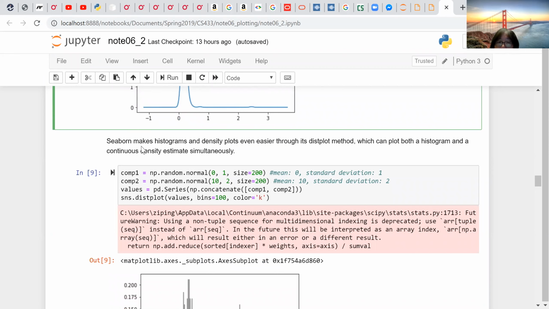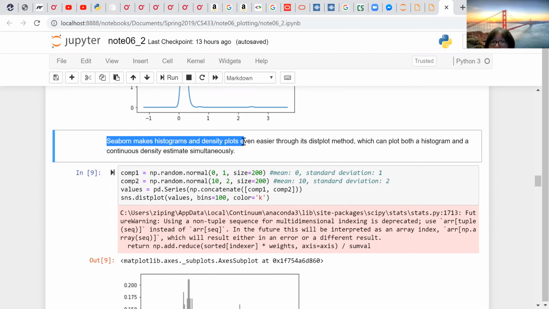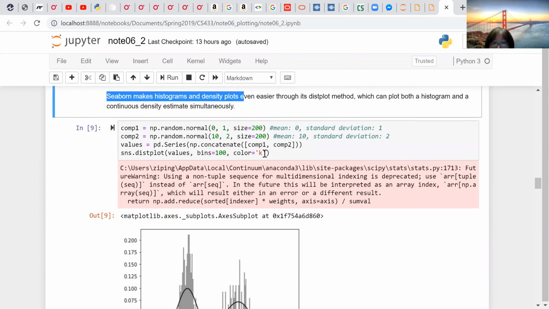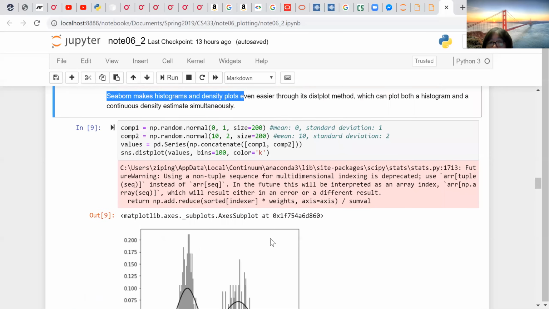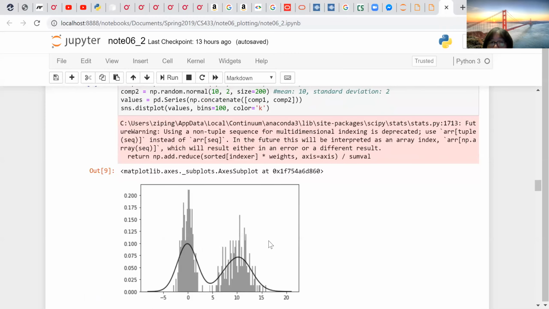With Seaborn, the very nice thing is that it can do a very nice histogram and density plot on a single plot. Next, let's see. If you take a look, this is Seaborn's density distribution plot. It has the histogram and the density distribution, both combined in a single plot.